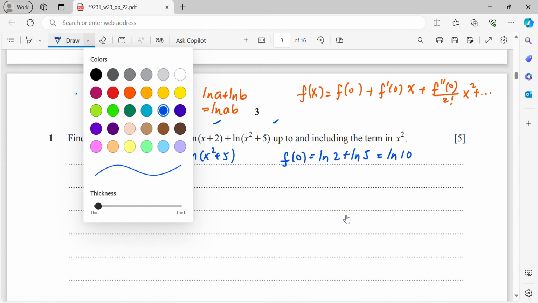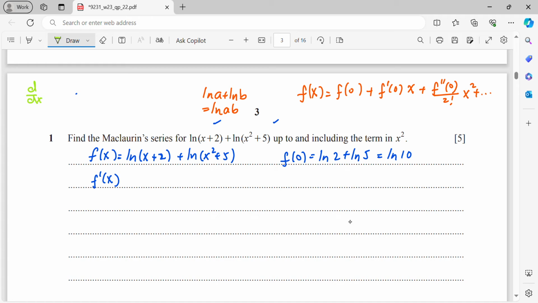To differentiate ln of f(x), basically the formula is f prime(x) over f(x). So here I will be getting 1 over (x plus 2), since differentiating x plus 2 is 1, plus 2x over (x squared plus 5), since differentiating x squared plus 5 is 2x. Then from here my f prime(0) will be 1 over 2 because x is 0, plus, since x is 0, the numerator is already 0, therefore I'm getting a half.